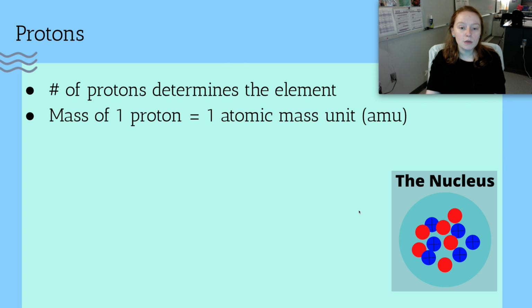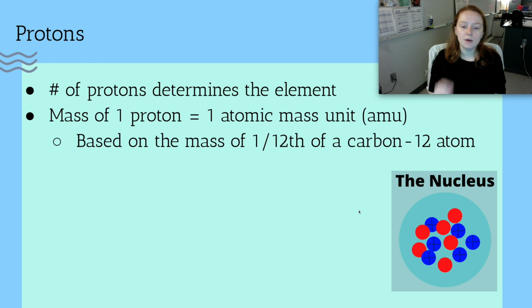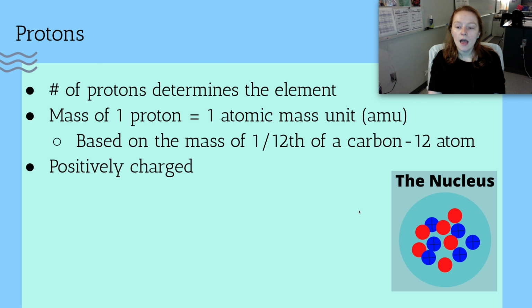The mass of a proton is 1 atomic mass unit. That's what we call it, AMU. And it's based off of the mass of 1/12 of a carbon-12 atom. We'll get to isotopes here in a little bit. Just know that that's what it's based on. And protons are positively charged, so it's easy to remember: proton, P, positive, P.